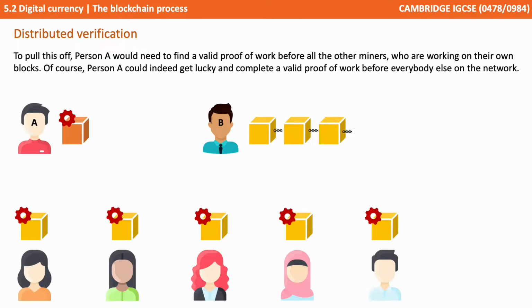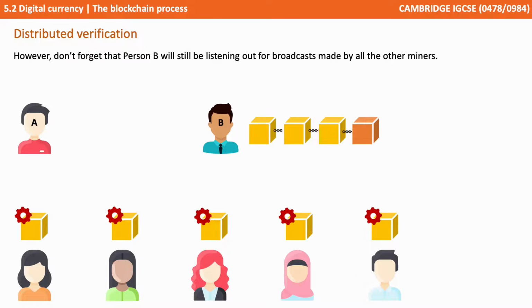Now, to pull it off, person A would need to find a valid proof of work before all the other miners who are each working on their own blocks. Now, this is of course entirely possible. Person A could indeed get lucky and complete a valid proof of work before everybody else on the network. But you have to remember that person B is still listening out for broadcasts made by all the other miners.